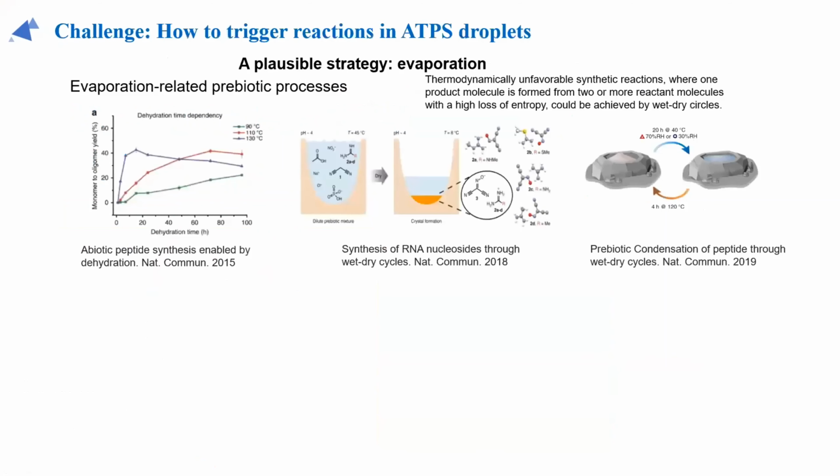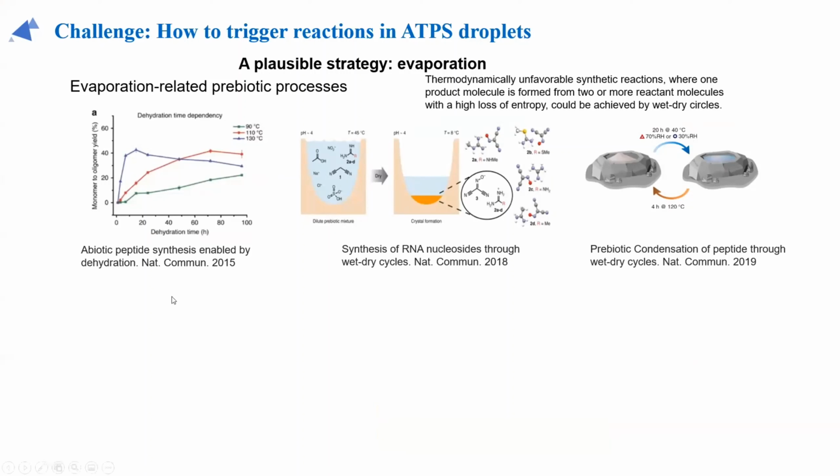So one of the challenge in using these compartmentalized droplets and explain how they could lead to such sophisticated structures in the prebiotic world is how you can have reaction. For example, how nucleic acids such as DNA and RNA can amplify. And so people have been looking into how we can do abiotic synthesis in these compartmentalized droplets.